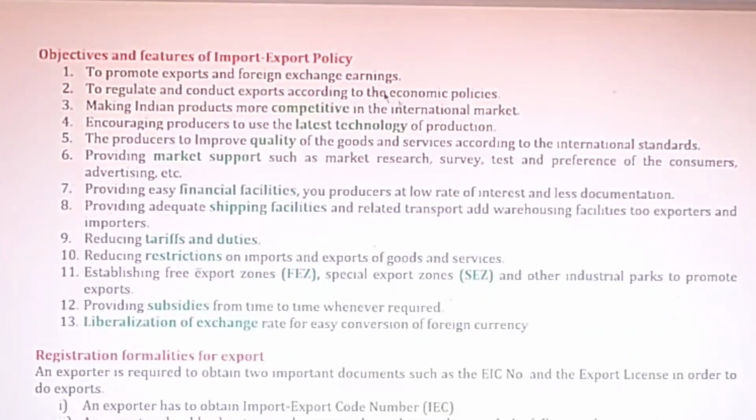The next question is the objectives and features of the import export policy. Very, very important question. What are the main objectives and features of the Indian import export policy? Very important.